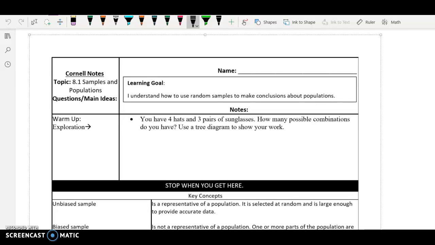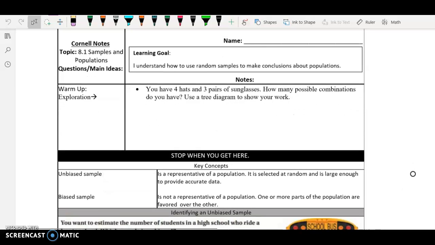So we are actually skipping to chapter 8. This chapter 7 and 8 combined is actually what we're doing. Our learning goal for today is: I understand how to use random samples to make conclusions about populations.